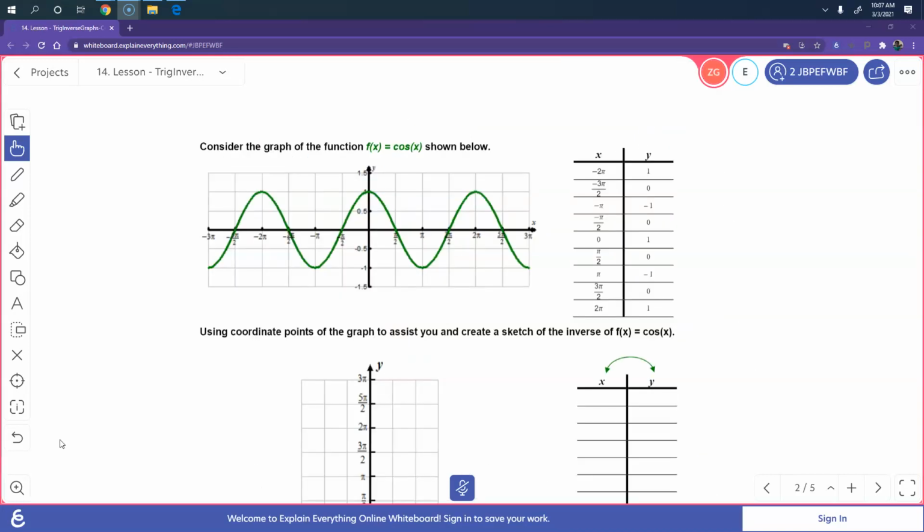Now we need to find the inverse of cosine. So just like we did with sine, we're going to switch the x and the y values. So I'm going to give you a minute to go ahead and do that. I'm going to pause the video.